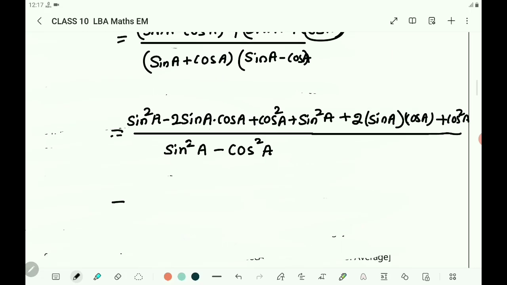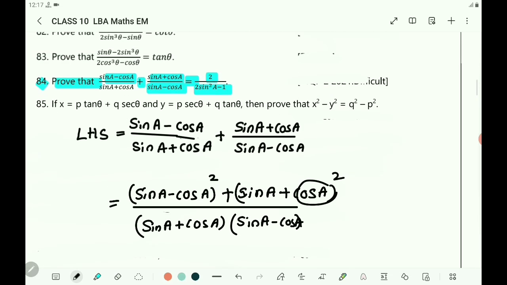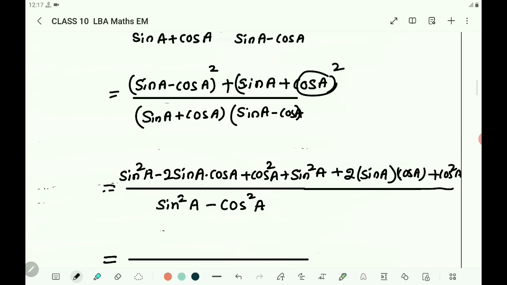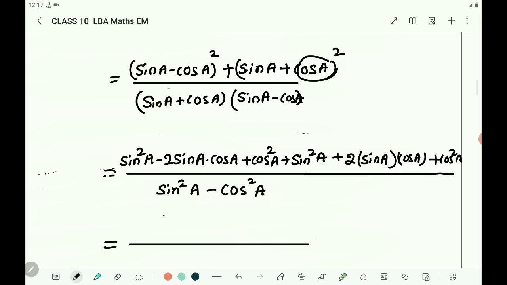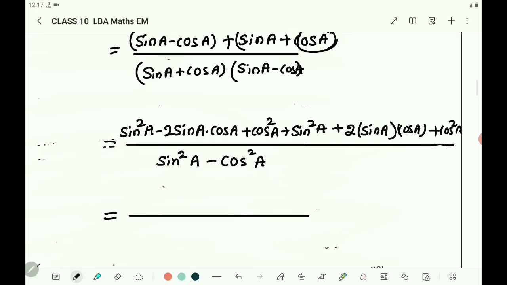Now, here the denominator is 2 sin square A minus 1. Therefore, you express this cos square A in terms of sin square A. Write sin square A as it is, minus cos square A is 1 minus sin square A. Cos square A is 1 minus sin square A.